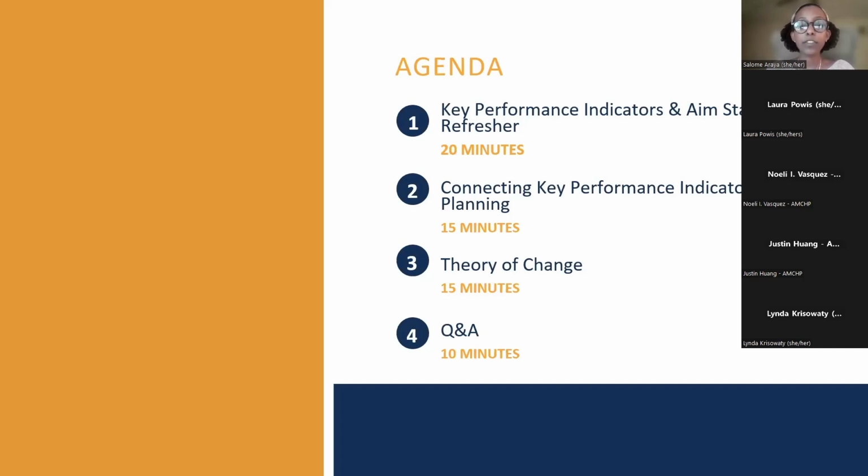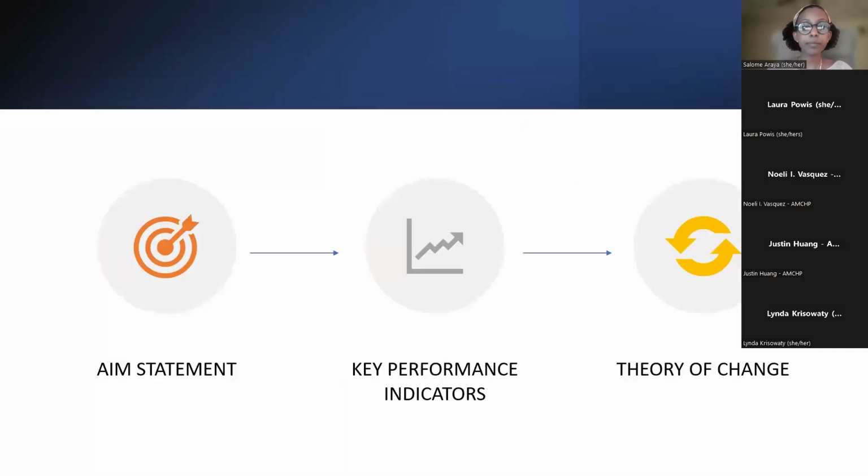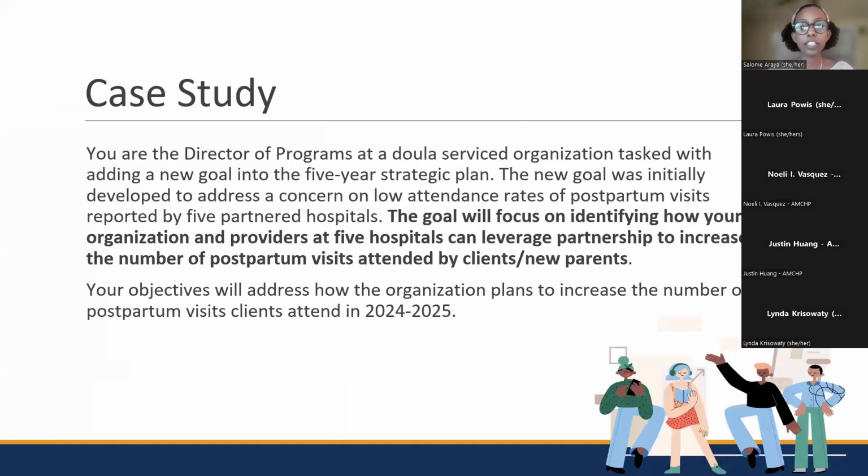At any point, if you have any questions, feel free to either pop them in the chat or you can pop them directly in the Q&A tab, which you should see next to the chat box. So this is just the layout. Like I said, again, we'll talk about aim statements, then we'll go into key performance indicators and then relate that back to theory of change.